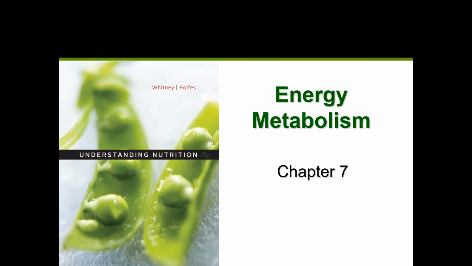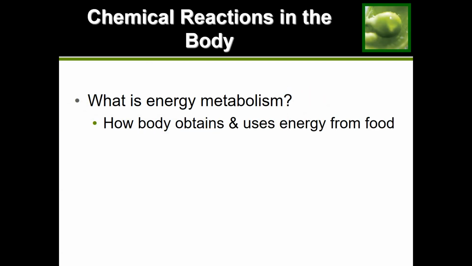In this chapter, we're going to be learning about metabolism. Metabolism is the different chemical reactions that are going to happen in our body to allow us to obtain and use the energy from the food we eat. So if you remember, we said that nutrients like our proteins, carbohydrates, and lipids contain calories, and what that means is they contain energy. Calories are a measure of energy.